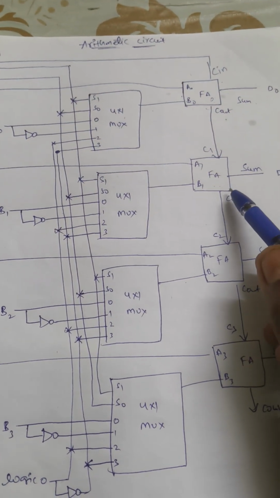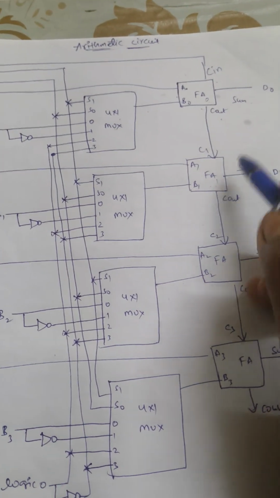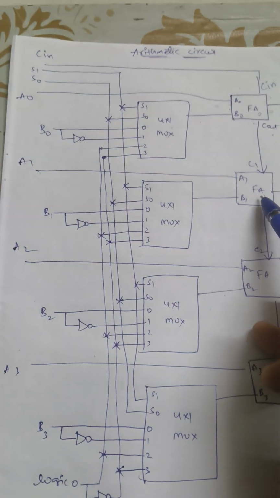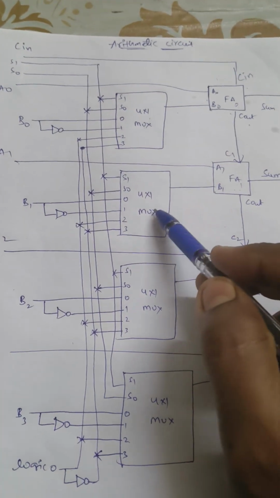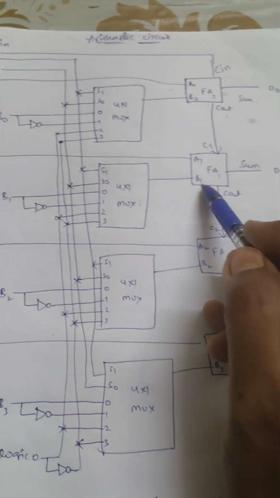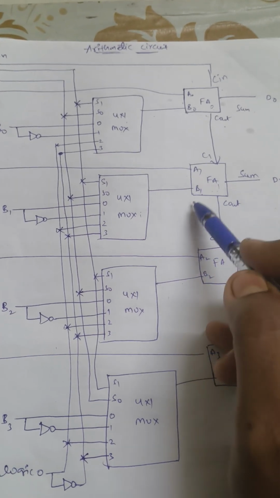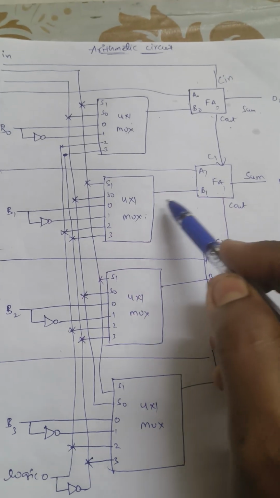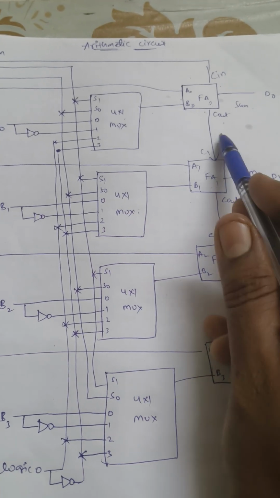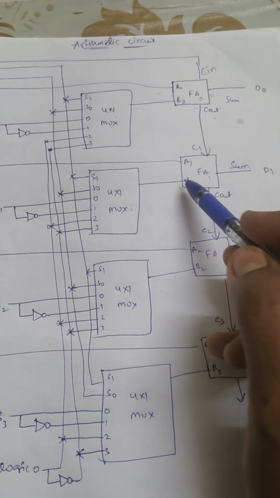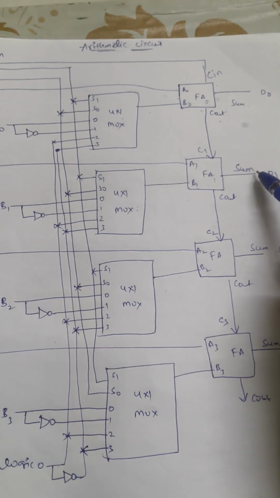Here the next higher order full adder, so let us assume this is the full adder of the 0 bit. Similarly, the full adder for the first bit can accept the input from the first bit of register A, and the first bit output of multiplexer 1. So let us assume it is the B1 output. This full adder has A1 as input, B1 as input, which is from the output of a multiplexer, and the previous carry C1 as input.